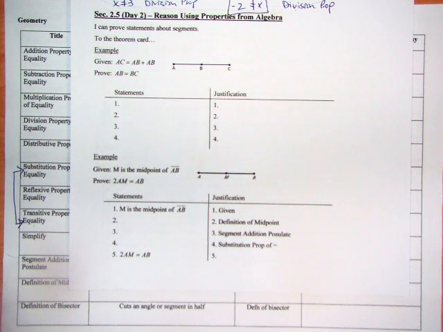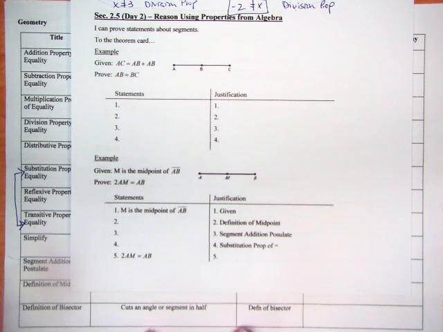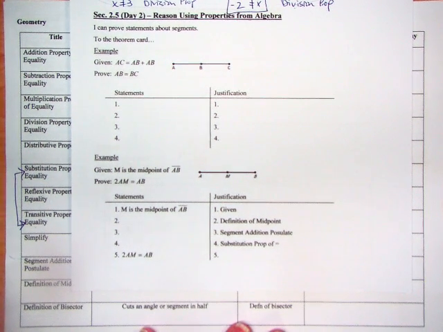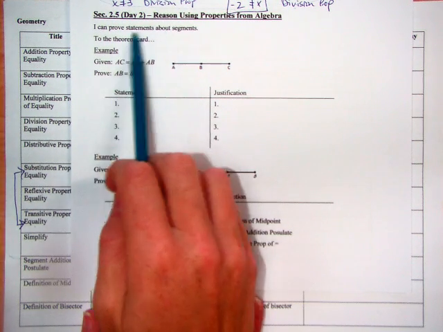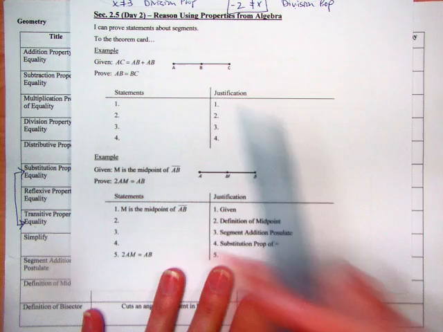This is section 2.5, day 2, and today we're really going to get into proofs. Yesterday we were doing a little bit of algebra stuff, and today is really going to move into segments and focusing on how to prove things, how to construct a geometric argument. So we're going to be able to prove statements about segments today, and we need to go to the theorem card and finish that up.